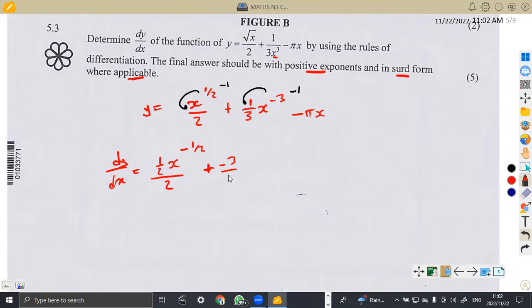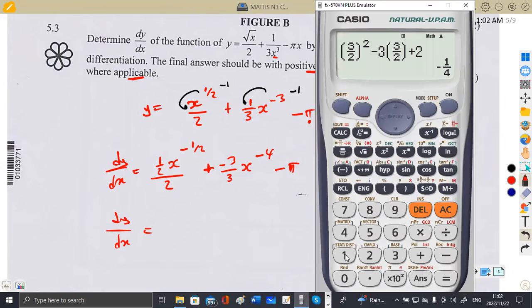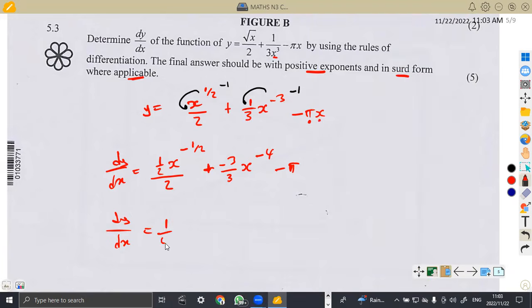That's plus minus 3 over 3 x to the exponent. We subtract 1, that's minus 4. Here we've got a constant, so it's going to be minus pi. Okay, so let's simplify further. dy/dx is half over 2 from our calculator. That's something like 1 over 4 there. Half divided by 2, that's 1 over 4. So we've got 1 over 4 x to the exponent of minus half. 3 and 3, they cancel, so we've got minus x to the exponent of minus 4 minus pi.